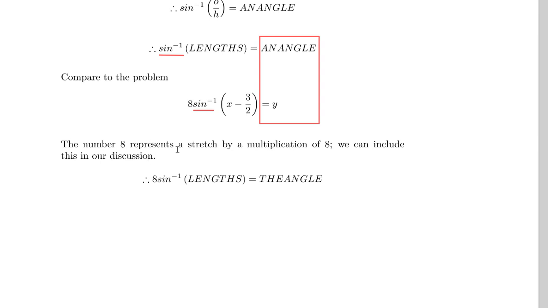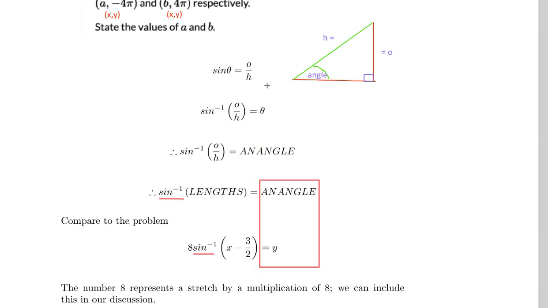So what have I said here? I said the number 8 represents a stretch by multiplication of 8. We can include this in our discussion. So rather than just calling it sine to the power minus 1 length equals an angle, I'm going to call it 8 sine to the power minus 1 length equals the angle. I've had to change an angle to the angle so that it's multiply both sides by 8, otherwise it would be a little bit too uncouth. But the idea here is that 8's not going to make much difference to the concept: know that the y-axis is an angle and know that the x-axis represents the lengths if we are discussing it in terms of this. Sine theta is opposite over hypotenuse.